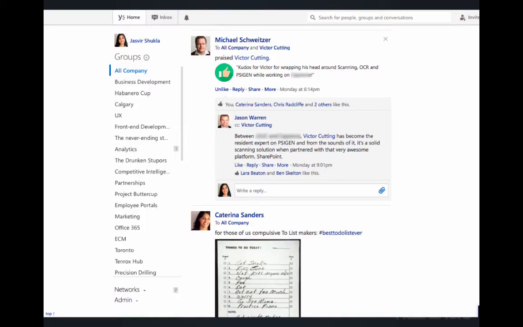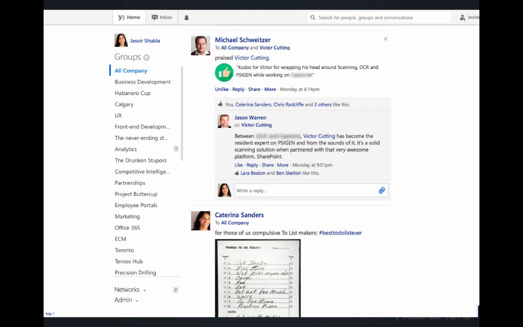In social network tools like Yammer, they often have ways to recognize people, and you can see this on this page here. Michael is praising Victor: kudos for Victor, wrapping his head around scanning OCR and SciGen. This is just a nice way to recognize employees on a peer-to-peer level. And we can use this information, and at Habanero, recognition is a big part of our culture.